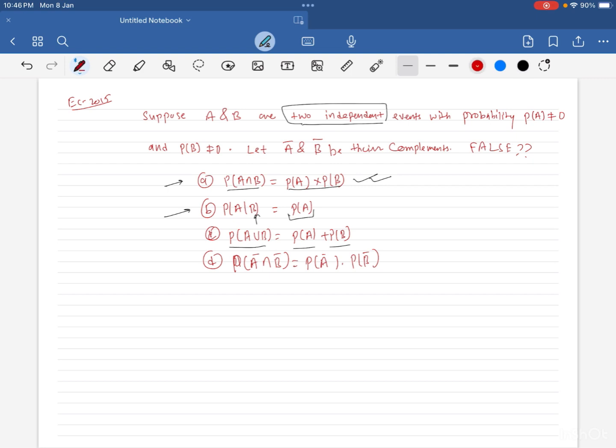So this is false. How? Probability of A, B, so this is set A and set B. So what would be the A? A will be this complete, right? And what will be the B? B will be this complete, right?